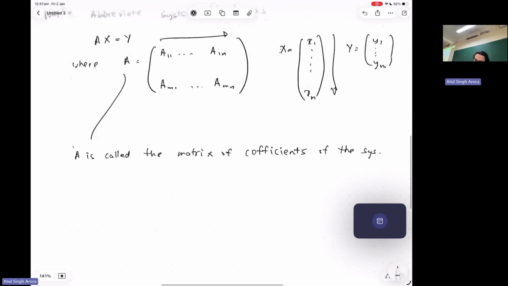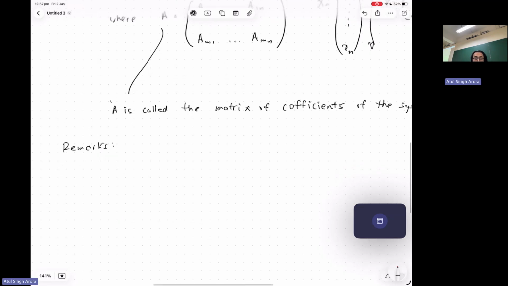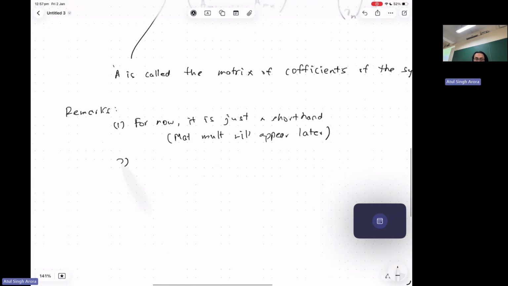Okay. All right. Now, there are some remarks that the book makes here. So the first thing the book says is that, for now, it's just a shorthand. We look at the formal definition of matrix multiplication later. So matrix multiplication will appear later. Okay. So if you've not seen matrix multiplication in more serious detail, we can take a look at it later.